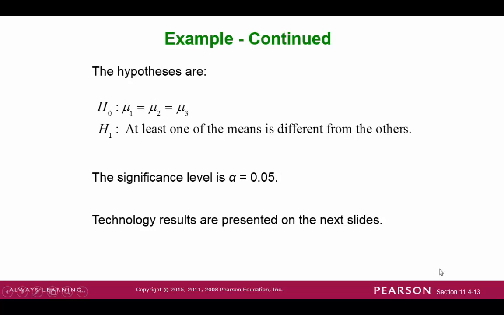So our setup will be: the null hypothesis is that the means are all equal to each other. The alternative hypothesis says at least one of them is different. We don't know which one, but at least one. We have a significance level, and let's take a look at some of the technology outputs.